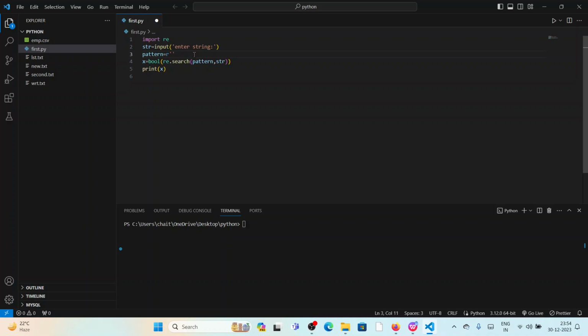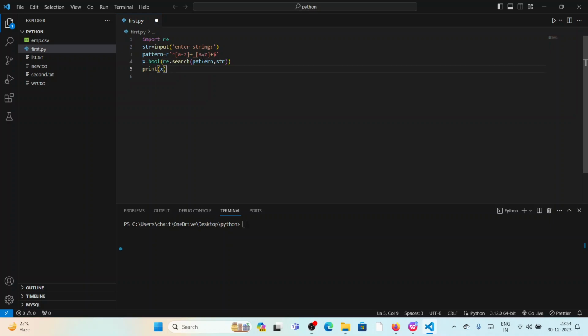So the starting keyword is this one, and the ending is the dollar here. Okay, the ending one is a dollar. In between should be lowercase letters. Lowercase letters we have to write in square brackets, A to Z, plus, then the underscore here, again A to Z, plus.